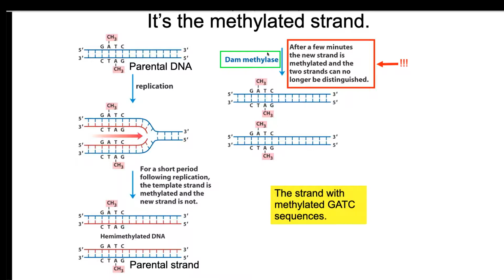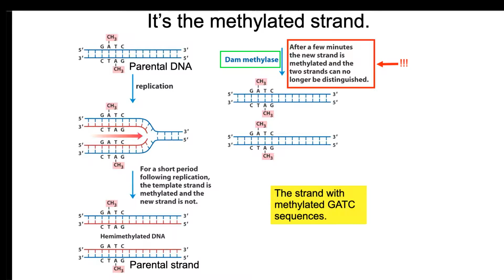There is an enzyme called DAM methylase, and what that does is it methylates adenines that are specifically part of this sequence. Every GATC, bang, that A is methylated. Now that DAM methylase doesn't work immediately. So when replication occurs, there will be a certain amount of time in which the DNA is hemimethylated. At each of these GATCs, only the parental strand is methylated. The newly replicated strand is not methylated.